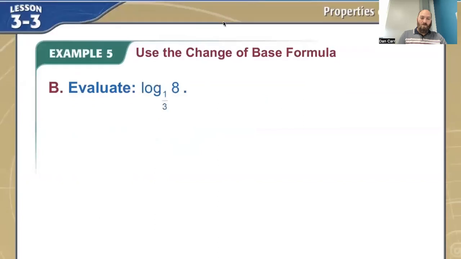Okay, let's do it again with this one. So change of base here, log base 1/3 of 8. So this is the same as taking log of 8 divided by the log of 1/3. Okay, so I could get that in my calculator because it's all base 10. So log of 8 divided by the log of 1/3 is going to give me a negative 1.8928.